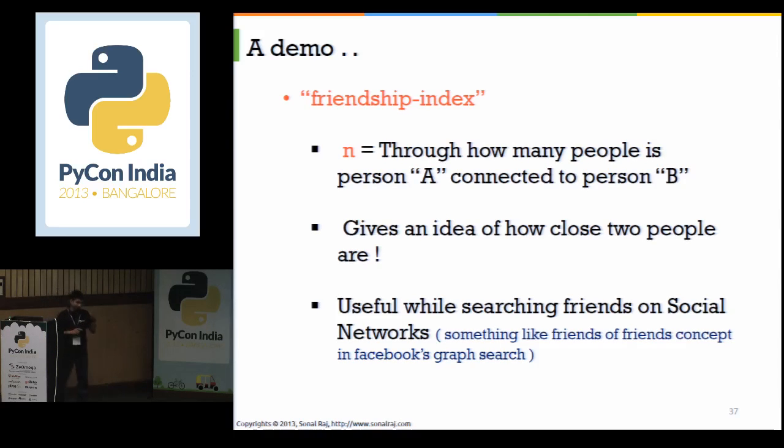Another thing is that you can have multiple links between one person and the next. So what we do is we find out the shortest path between the two people. And that is done beautifully using graph databases. They are useful while finding friends on social networks. We have something like the friends of friends concept in Facebook's graph search. So there's no doubt they might be using a graph database at the backend.